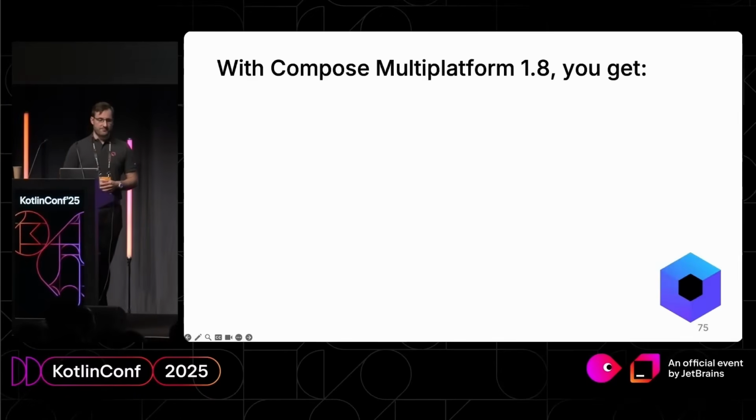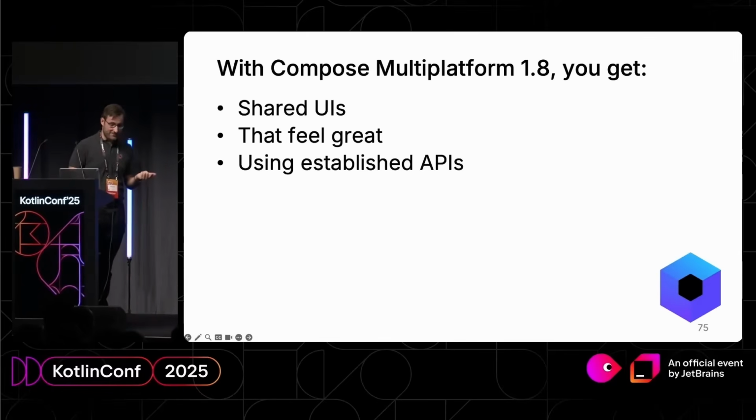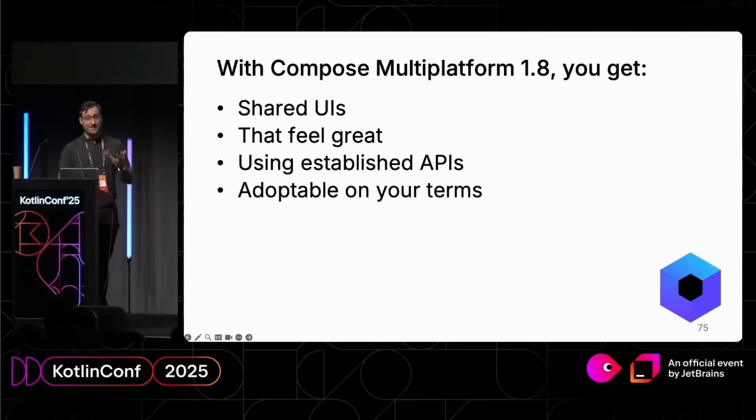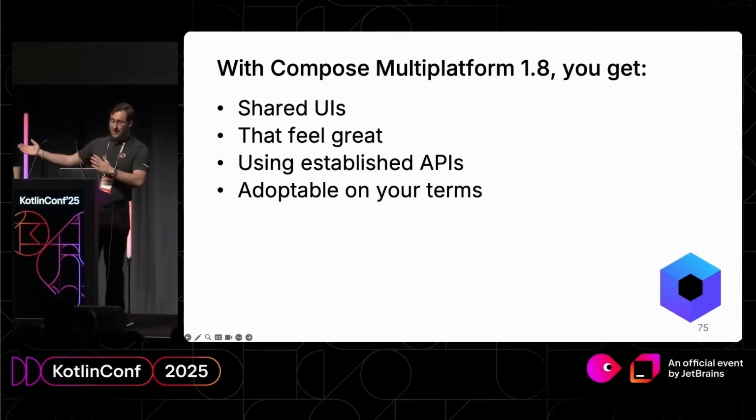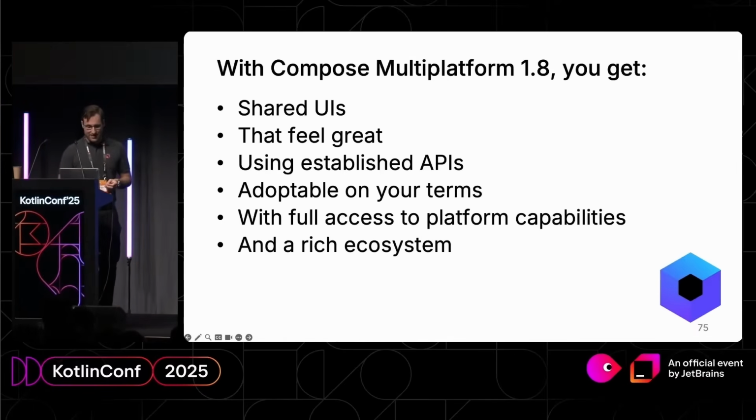So, to summarize, what do we get with Compose Multiplatform 1.8? You get shared UIs that feel great. You get to use established APIs for them. You can adopt it entirely on your terms, whether you're a large video streaming application or just starting your new side project. You get full access to platform capabilities without even having to leave Kotlin at any point, and you have a rich ecosystem that's all supported by solid tooling.